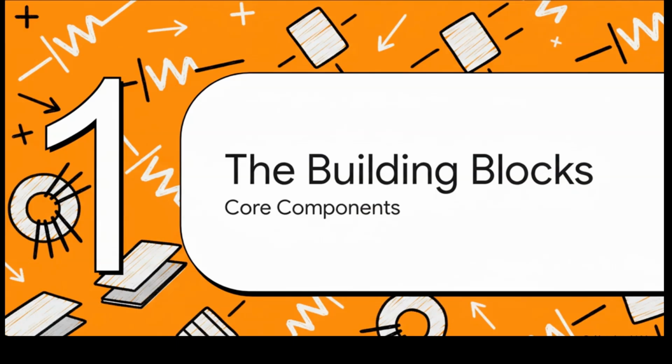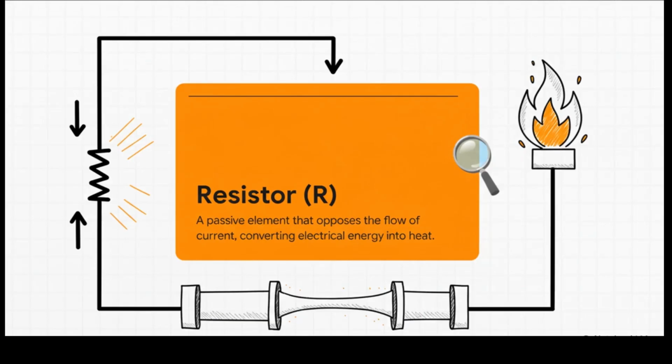All right, so if we're going to learn this language, we first need to meet its most important characters. These are the three core fundamental components you'll find in pretty much every circuit out there. First up, we have the resistor. Its job is super simple but absolutely critical. It provides resistance. You can think of it like friction, but for electricity. It basically controls how much current can flow through a certain part of a circuit. Without resistors, currents would just run wild and, well, fry everything.